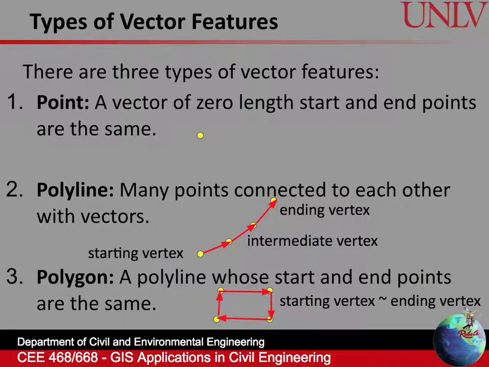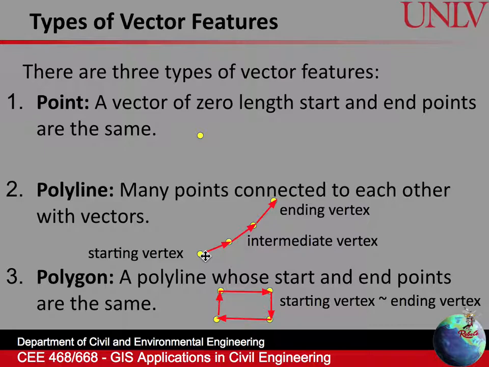So based upon the description and representation of the real world with vectors, we can have 3 types of vector features: a point, a polyline or line, and a polygon or area. In the case of a point, it is a vector of 0 length. So the starting point of the vector and the ending point of the vector are identical or equivalent. In the case of a polyline, many points are connected to each other with vectors. So we have a starting vertex and an ending vertex with several intermediate vertices.